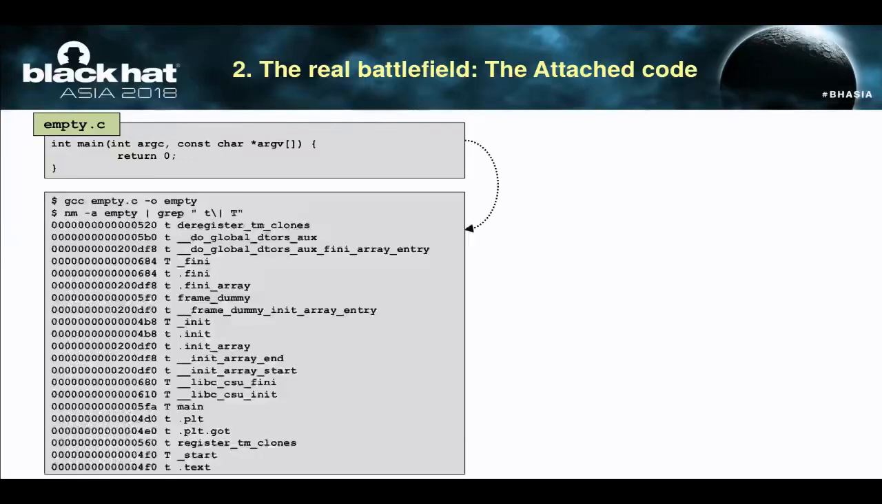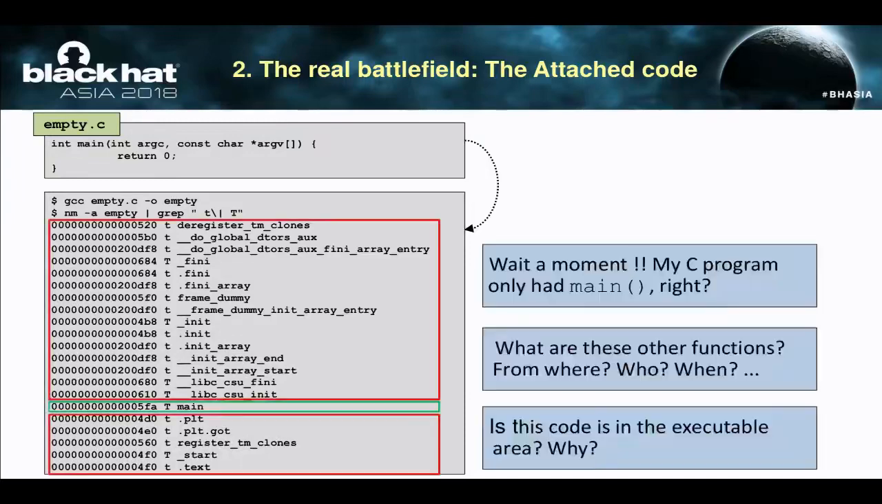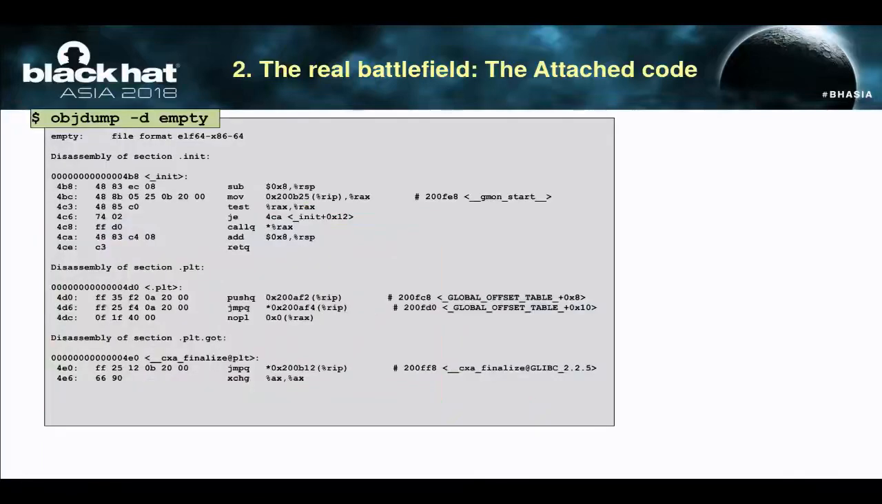But if we compile this, we will see that a lot of different symbols are already included in our executable. But I didn't put that. Wait a moment, my C program only had main. So what are these functions? From where? Who is putting that? This was compiled and linked, and my application is dynamically linked. So what is going on here? Let's inspect the code with objdump. There is an init function, PLT entries, some finalizers, but there is more code.